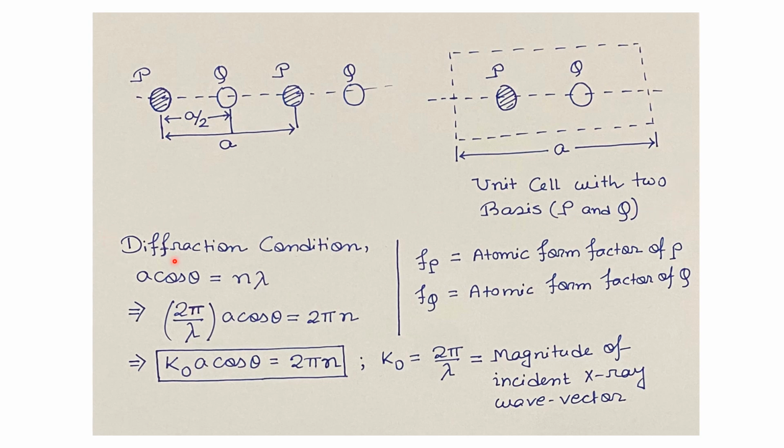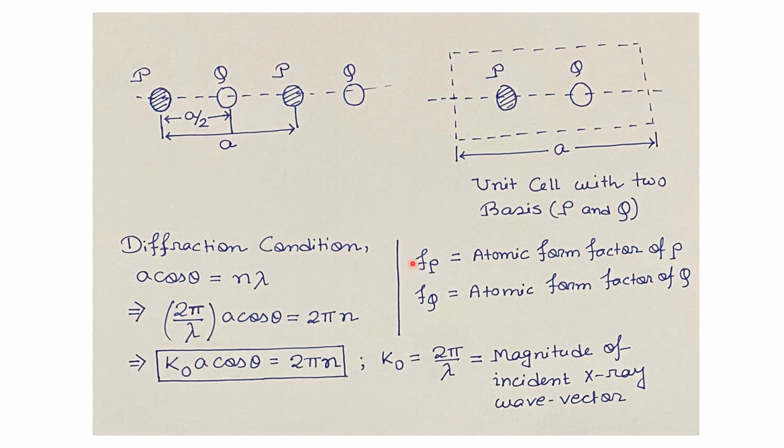The diffraction condition is given by A cos theta equals n lambda. Now we will multiply 2 pi by lambda on both sides. So we will get 2 pi by lambda into A cos theta equals 2 pi n. Now 2 pi by lambda is k naught, which is basically the magnitude of the incident X-ray wave vector. Our diffraction condition then becomes k naught A cos theta equals 2 pi n.